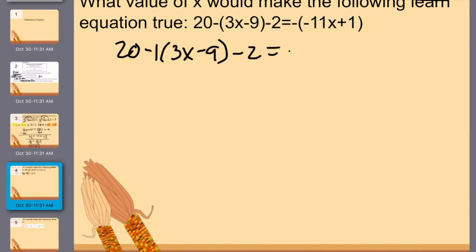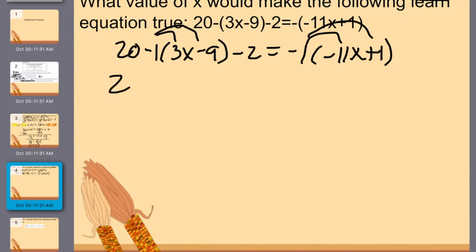And I'm going to do the same thing. So it's almost like a negative 1 times negative 11x plus 1. So I'm going to distribute that to each of these parentheses. So I have negative 1 times 3x and negative 1 times negative 9, negative 1 times negative 11x, and negative 1 times positive 1. So I get 20 minus 3x plus 9 minus 2 equals positive 11x minus 1.